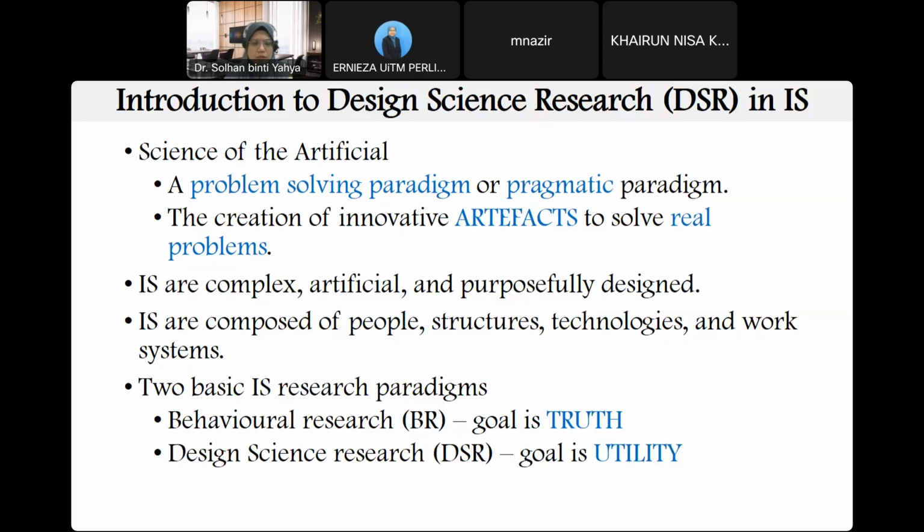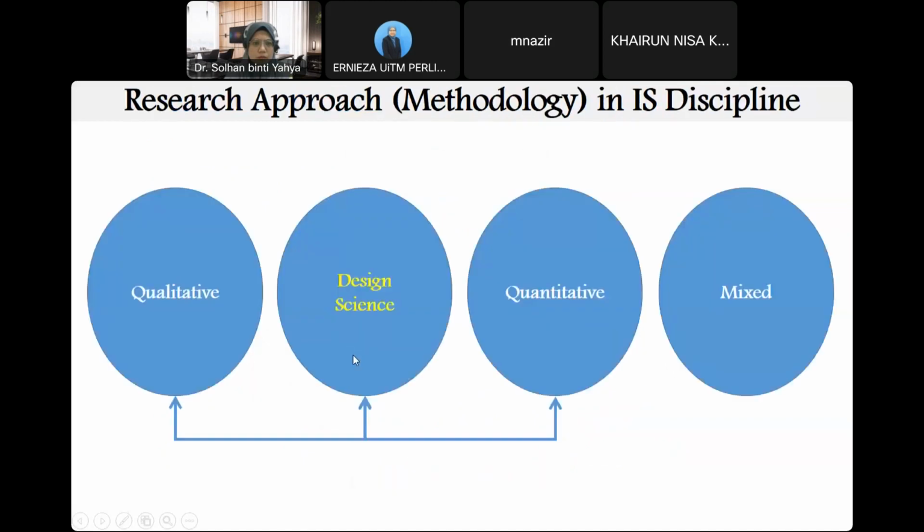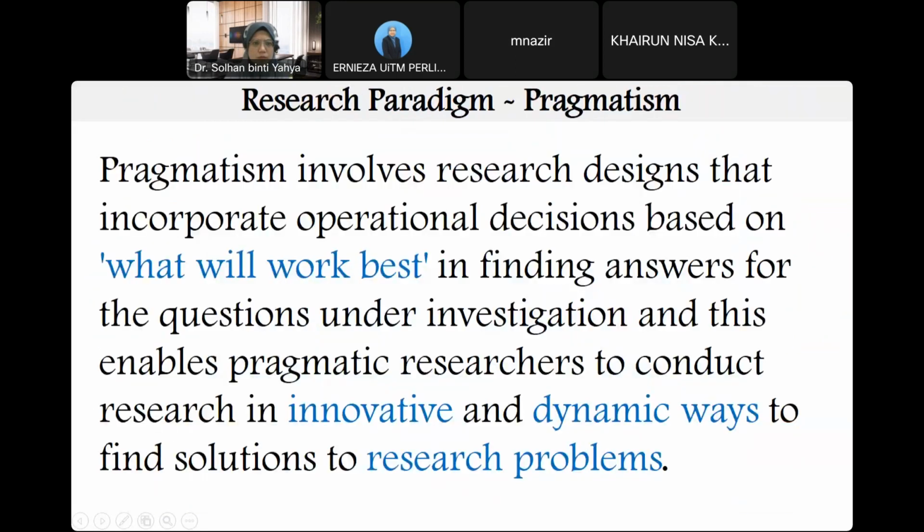And then they promote the pragmatic paradigm. What does pragmatic paradigm mean? The pragmatic paradigm means involving research design that incorporates operational decisions based on what works best in finding answers for the question under investigation. This enables the pragmatic researcher to conduct research in an innovative and dynamic way to find solutions to the research problem. So that is design science research in the first place.